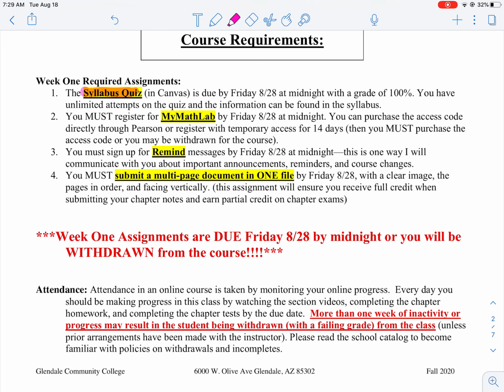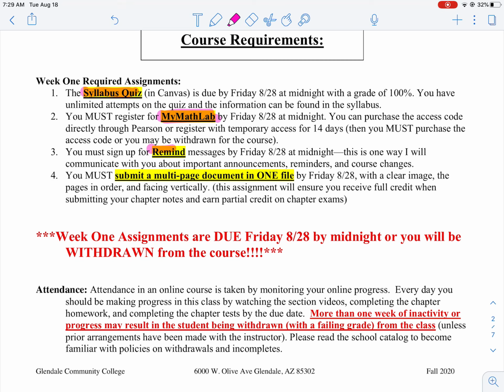The second thing is you must register for MyMathLab. Remember, this is where you're going to do all of your homework, your reviews, your exams, pretty much everything for the class besides the notes and the videos will be in MyMathLab. So you have to make sure that you register for MyMathLab before Friday. Remember, if you need to, there's a temporary code for 14 days, but within those 14 days, you will be required to purchase the permanent code. There are directions and even a video of how to register for MyMathLab in the week 1 module.